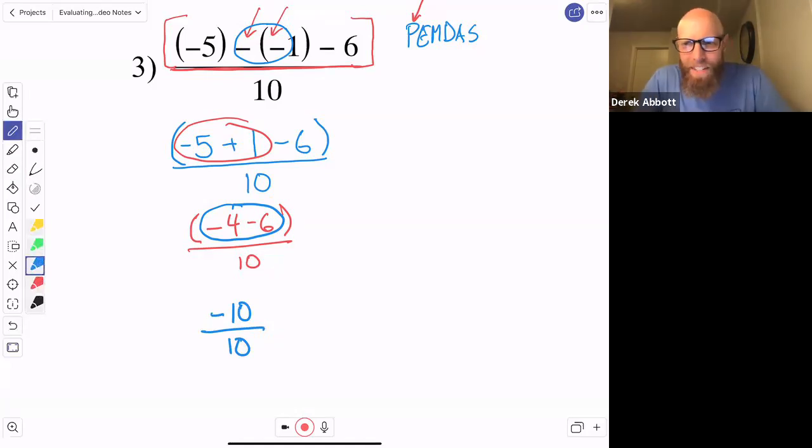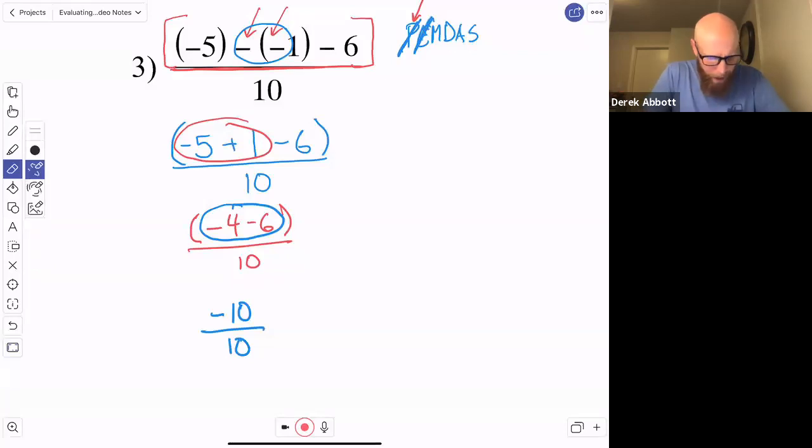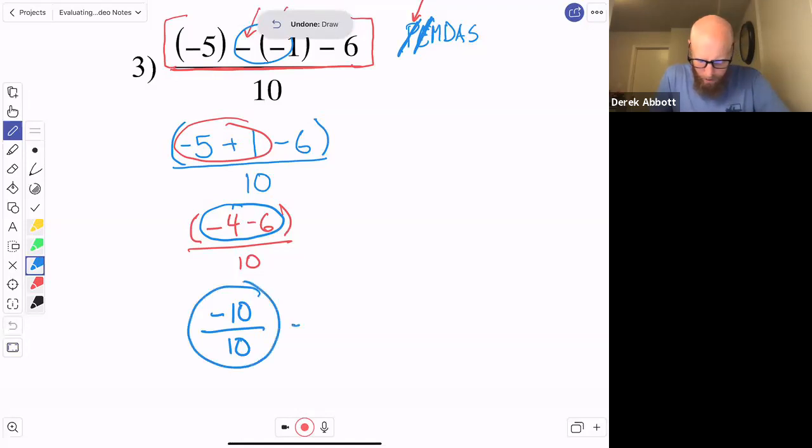So now all I see is division. It's a fraction, right? So we took care of all parentheses. There were no exponents. We kind of took care of multiplication and division together. Oh, no, sorry. We did not take care of multiplication and division because right here, this is division. So let's go one step further.